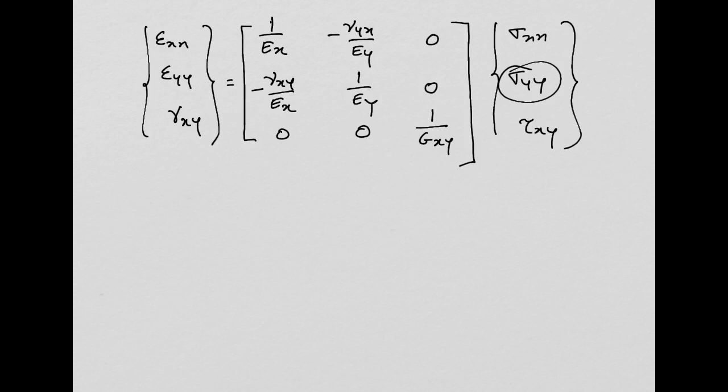But that does not mean, for example, if you look at this equation, like we considered before, if sigma yy is zero, that does not mean that the strain in the y direction is going to be zero, right? Because you have the Poisson ratio there. Okay? So if you have a stress in the x direction, when multiplied by this term, you'll get a component in the y direction.